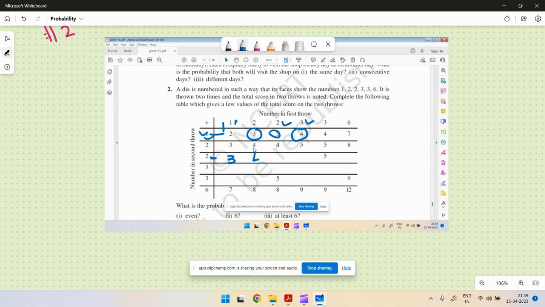2 plus 2, 4. 2 and 2, also 4. 3 and 2, this is 5. 3 and 2 again, this is 5. And 2 and 6, this is 8. 3 and 1, 4. 3 and 2, 5. 3 plus 2, 5. 3 plus 2, 5. 3 plus 3, 6. 3 plus 3, 6. And 3 plus 6, 9.